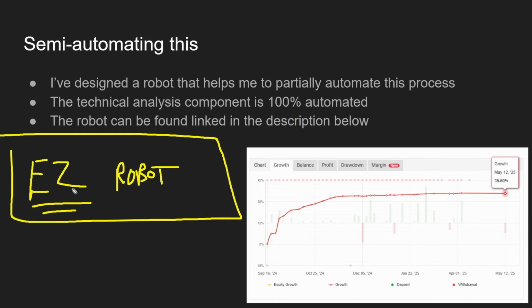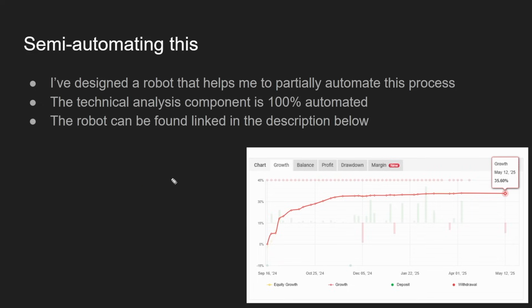It is by no means a set and forget easy riches robot. That's not what I'm trying to promote whatsoever. It's just a tool that I use to help automate this process and to monitor my positions and close them out if things hit certain criteria. I'm not going to go into too much detail in this video on that, but I do have a video on the subject linked in the description below.